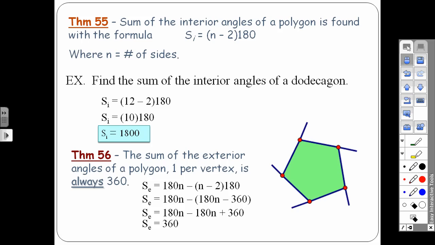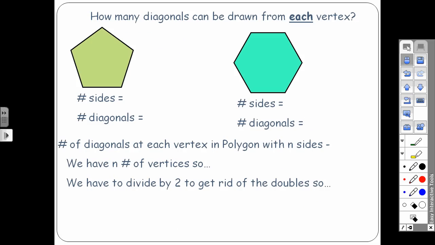Okay, moving on. Next, how many diagonals can be drawn from each vertex of a polygon? So let's do our exploration again, just like we did before for the sum of the interior angles. Let's start with our pentagon. How many sides do we have? We have 5. How many diagonals can be drawn at each vertex? Well, let's see. Here we go from this vertex. We get one diagonal, and then we get another diagonal. So in this case, we got 2 diagonals.